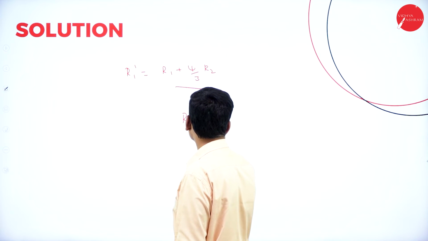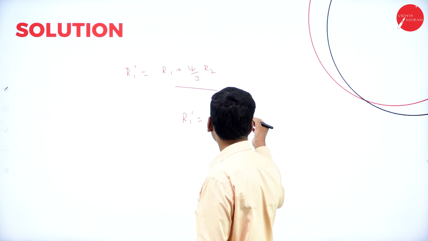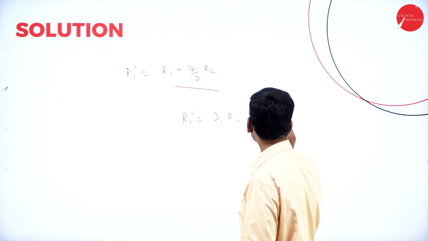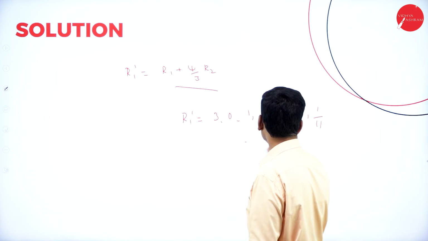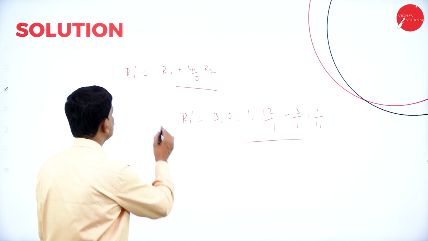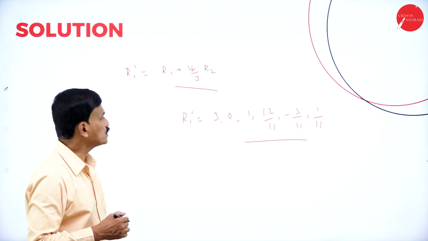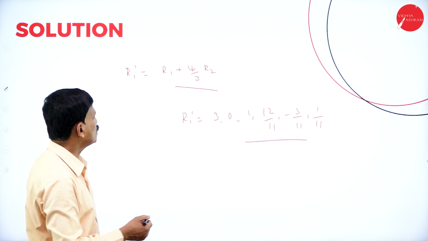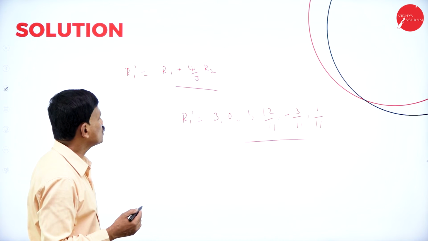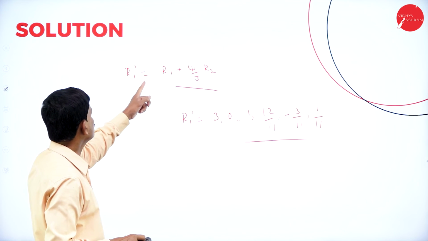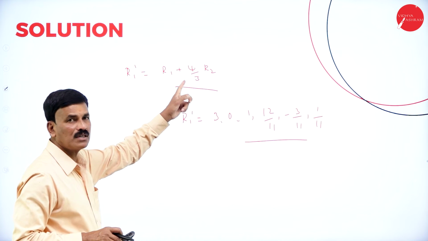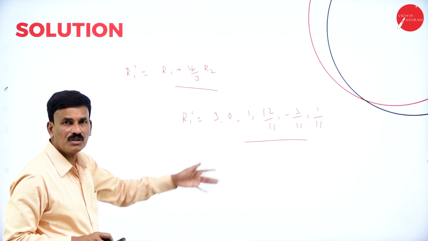We are going to get it as 3, 0, 1, 12 by 11, then minus 3 by 11 and 1 by 11. So, these are the values we are going to get. Simplify this using this property. Row operation, R1 plus 4 by 3 R2 gives rise to 3, 0, 1, 12 by 11, minus 3 by 11 and 1 by 11. Just substitute the value of R1 and multiply R2 with 4 by 3 and add, you will get this answer.